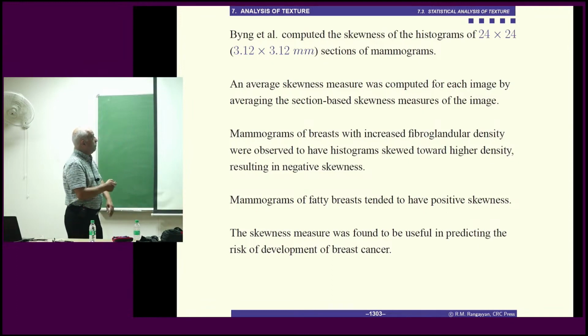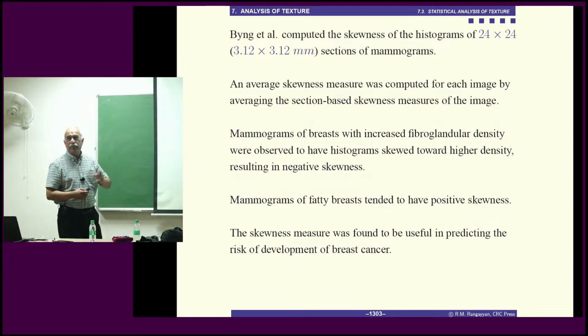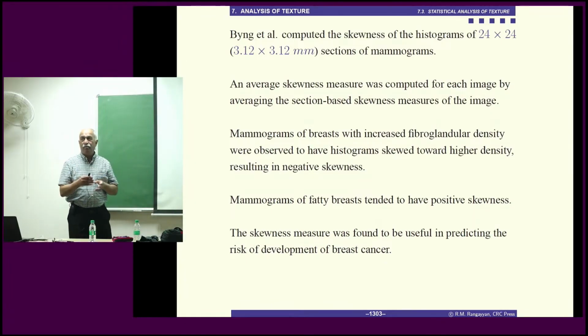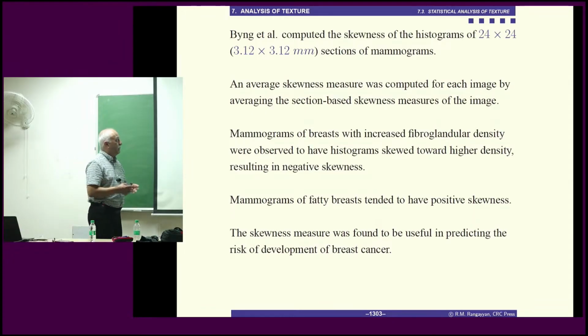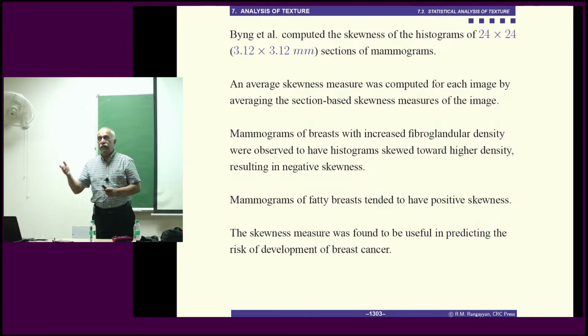In mammography, Bing and others computed the skewness of histograms of parts of mammograms. An average skewness measure was computed for each image by averaging the section-based skewness measures for a mammogram. Mammograms of breasts with increased fibroglandular density, known as dense breasts, were observed to have histograms skewed towards higher density. There are more pixels with higher density values. That indicates higher breast density.